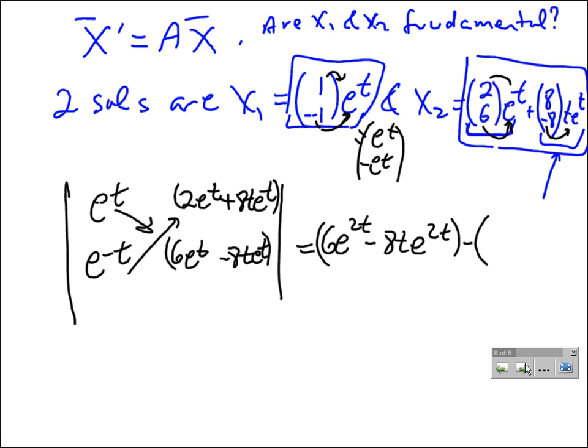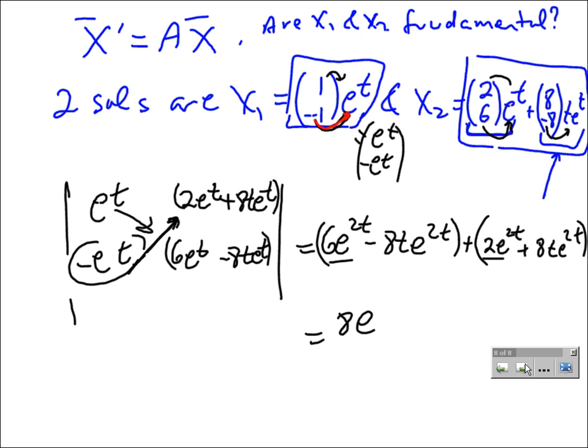Well, I'm pretty sure I said it. This product here is negative e to the t. Negative e to the t. Not e to the negative t. Okay. So when you multiply this with that, well, first it'll become plus. And then you get 2e to the 2t plus 8t e to the 2t. And this plus that is not 0. It's 8e to the 2t. And this plus that is 0.